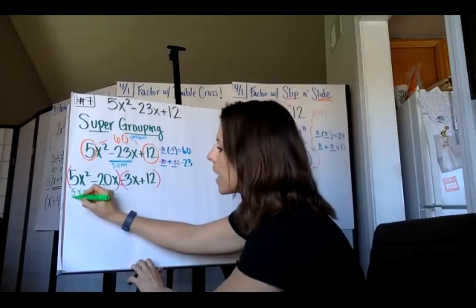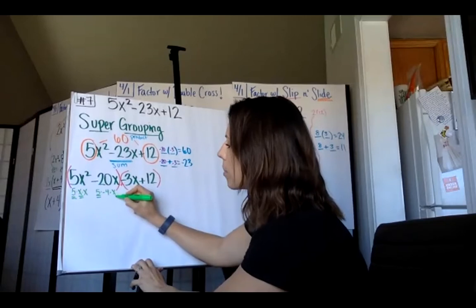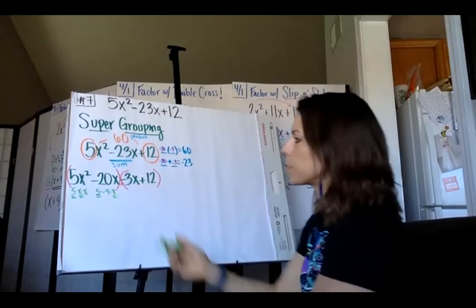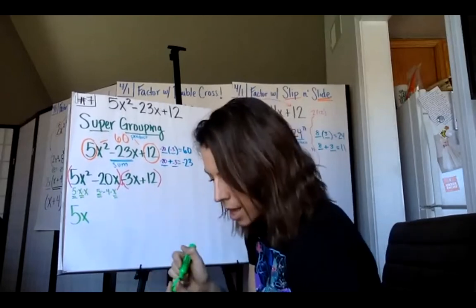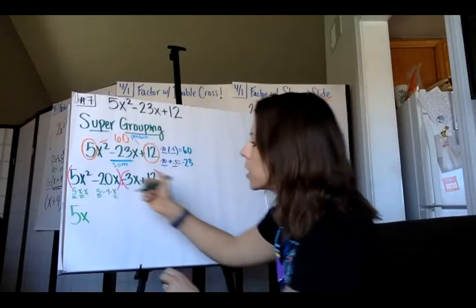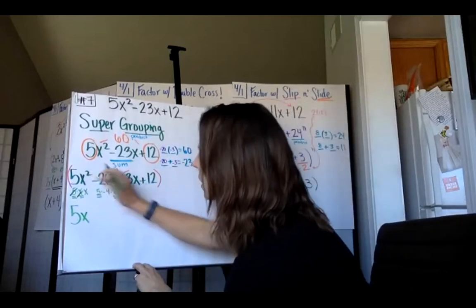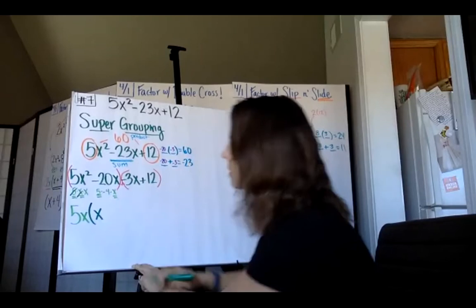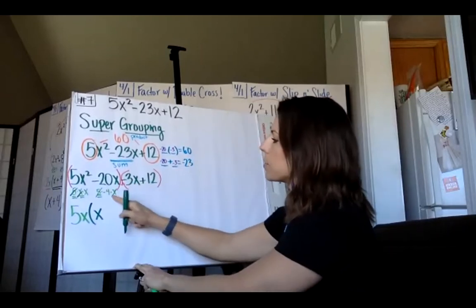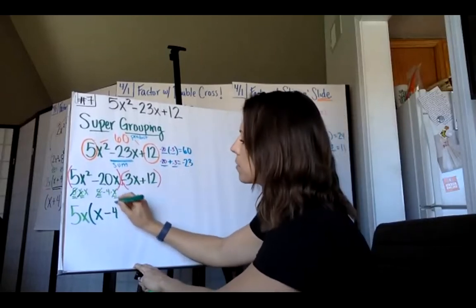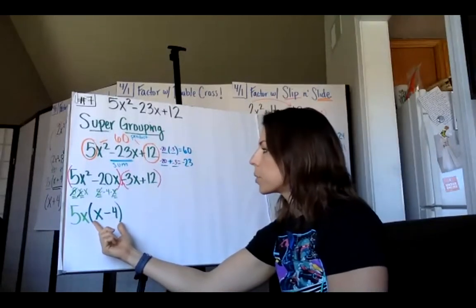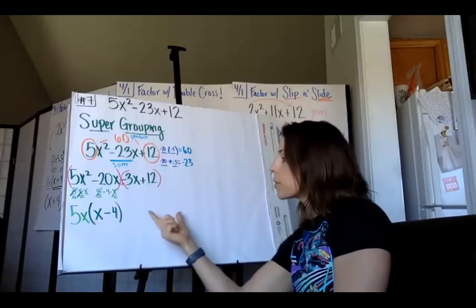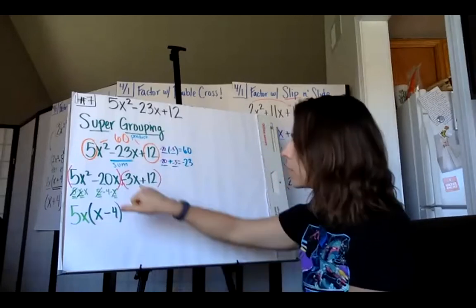So what do they have in common? They have a 5 and an x in common. So that goes out in front. 5x, and then once I take out the 5x, what do I have left? Well, let's see. Take out the 5, take out the x from the first term, and that leaves me with x. Take out the 5, take out the x from the second term, and that leaves me with minus 4. Now, looking ahead, I know that x minus 4 is going to be my common binomial, so I need to try to get that over here as well.